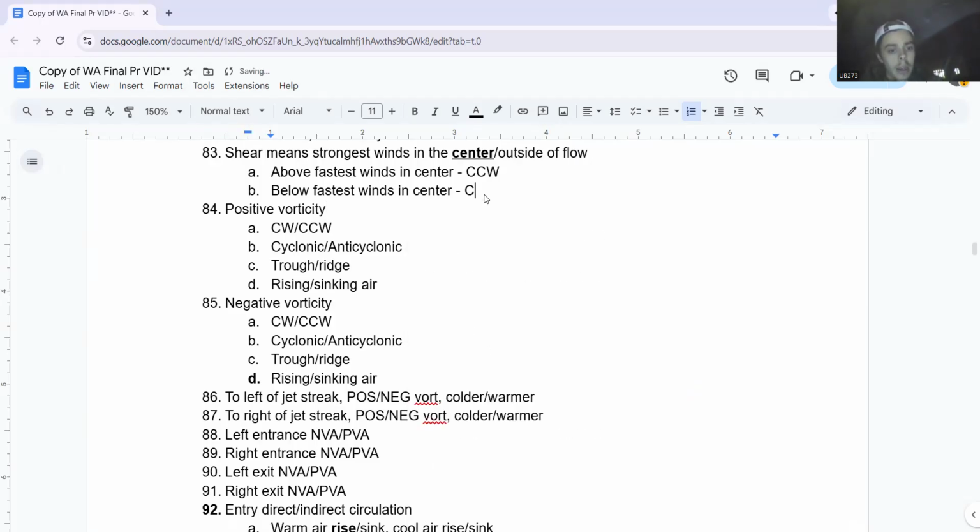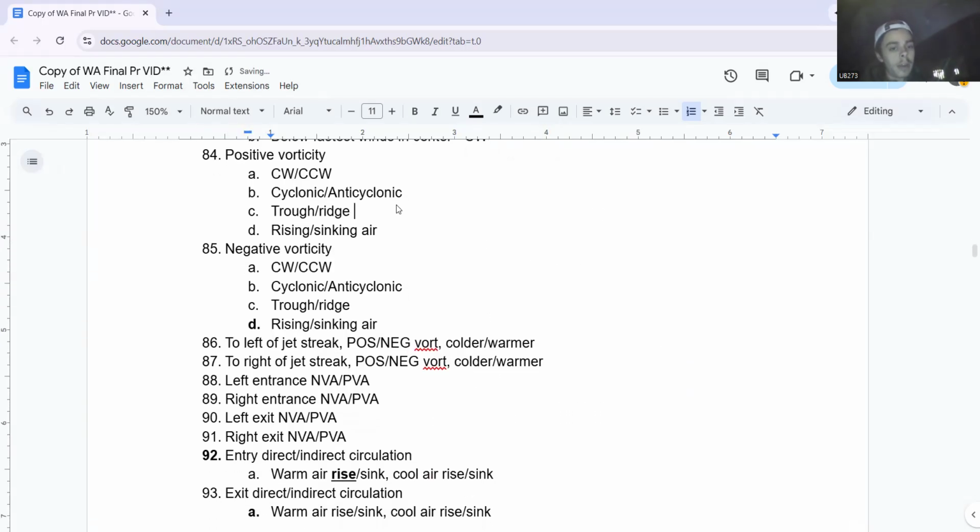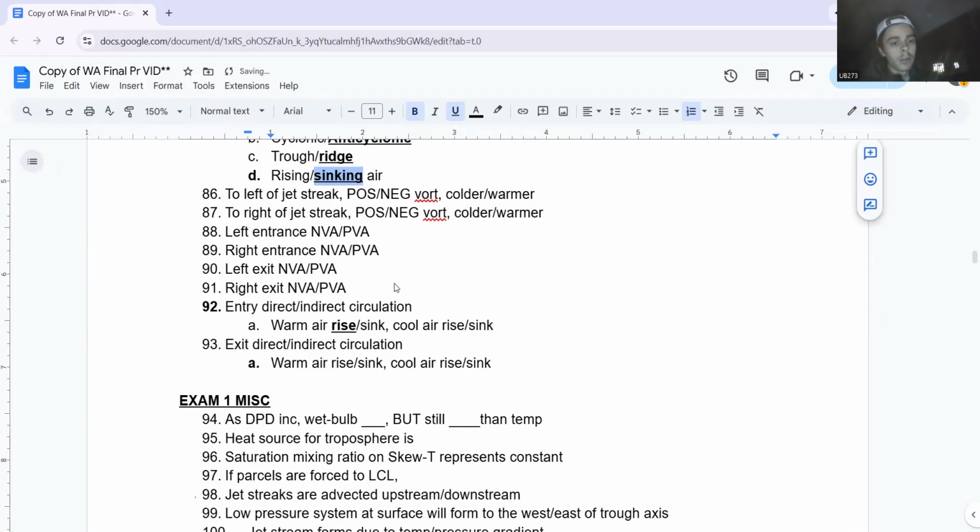So numbers 84 and 85, these are going to be important. There are basically five things that you need to group together for both of these. Positive vorticity: does that mean counterclockwise or clockwise? It means counterclockwise. Counterclockwise is positive. Is it anticyclonic or cyclonic? Cyclonic. Is that associated with the trough or ridge? Trough. Rising or sinking? Rising. Negative vorticity, therefore, is clockwise. It's anticyclonic, associated with the ridge, and associated with sinking. Those are just five things you need to group together.